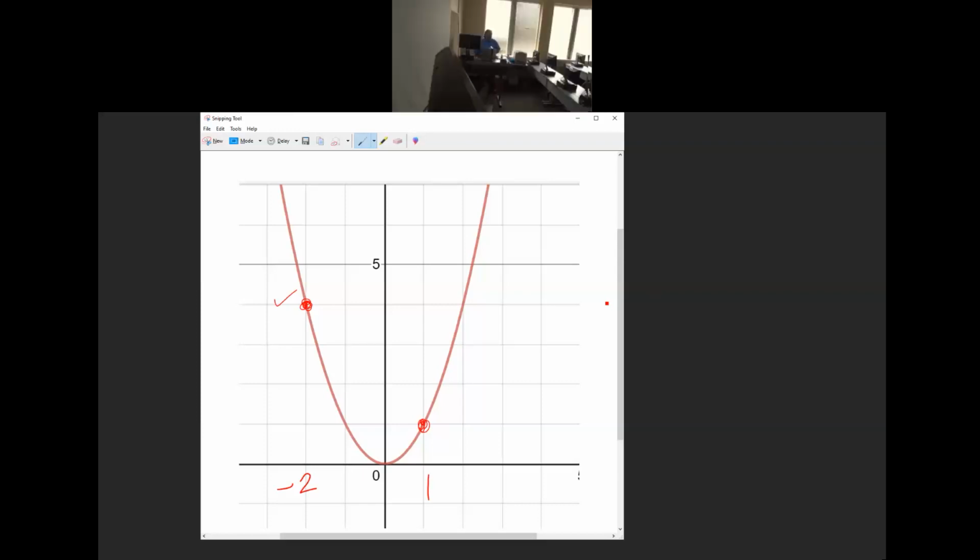When we plugged in -2, we got +4. And when we plugged in +1, that gave us 1 also. Our absolute maximum occurs at -2 because 4 is higher than 1. So that is where our absolute maximum, as we predicted, will be, and also predicted correctly. x equals 0 is our absolute minimum point.